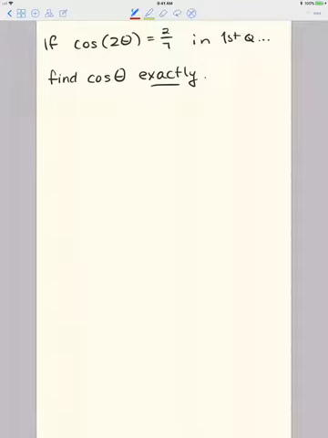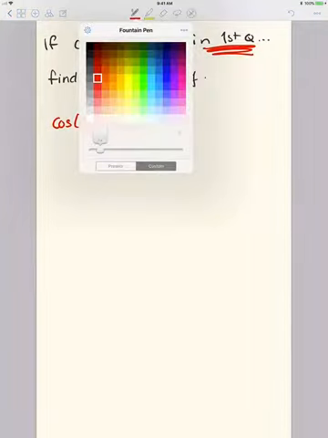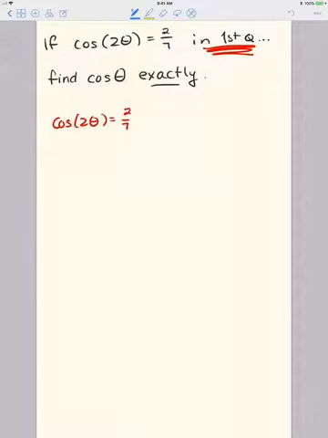Here's one that goes in the other direction. So say you're given the cosine of 2 theta is 2 over 7, and you're in the first quadrant, which is always helpful, and it wants you to find the cosine of theta. You cannot simply half everything because you half the angle back. You can't just half the number. So the fact that we're given cosine of 2 theta is 2/7, we actually have a representation for cosine of 2 theta in 3 different formats that will help us find the cosine of theta.